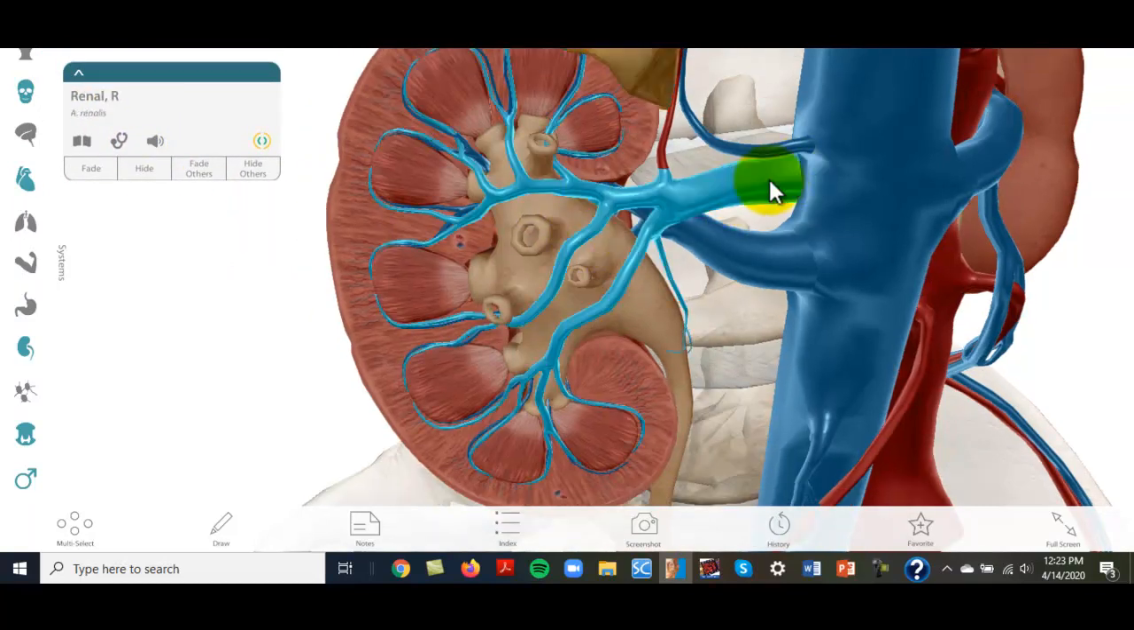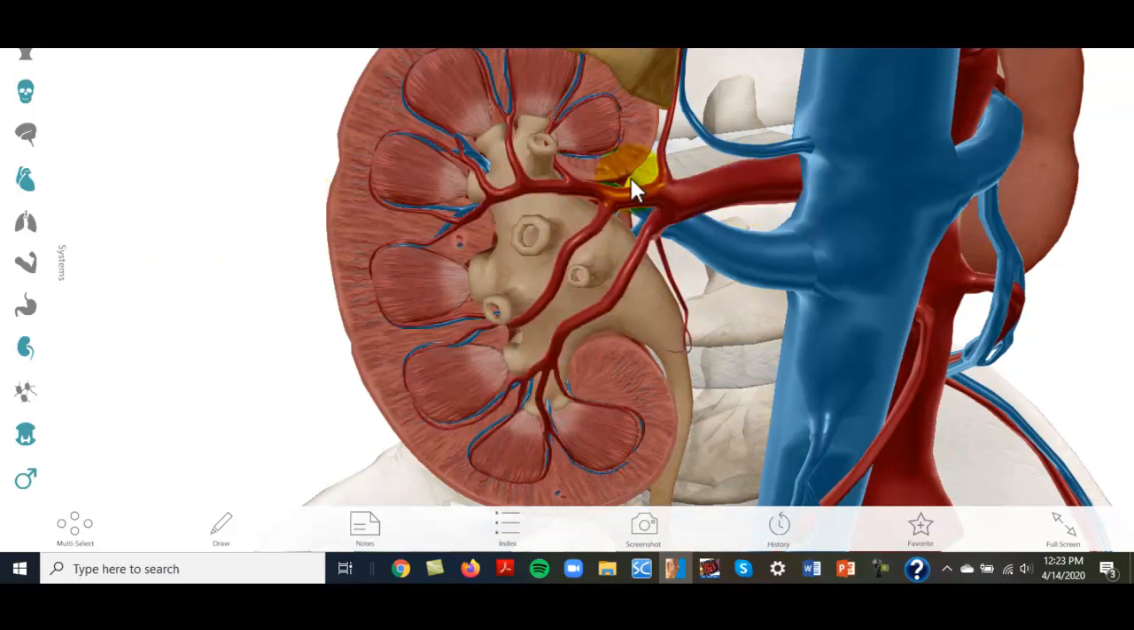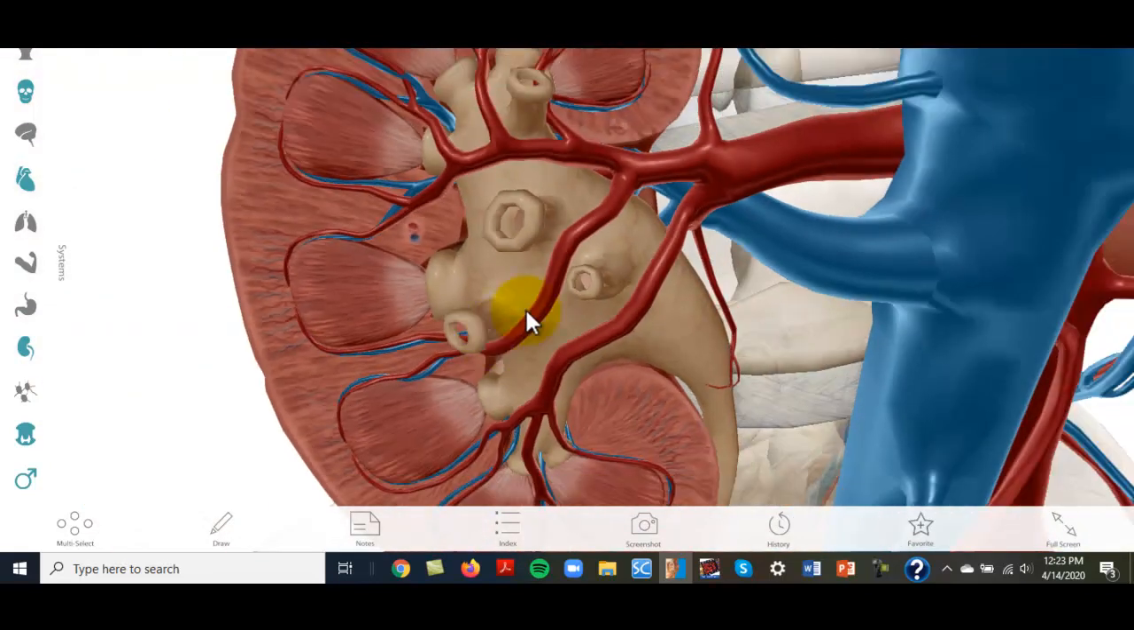This coming in this way, and it just says renal. This is the renal artery. This is the renal vein. If you get a little closer, the one going through here is called the segmental artery. There's also a vein for that.